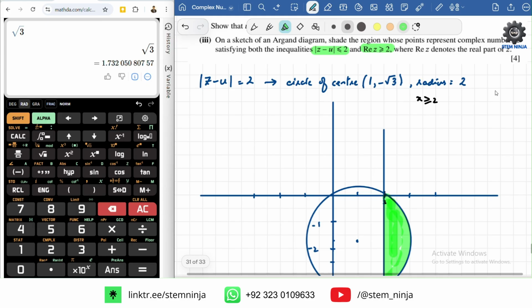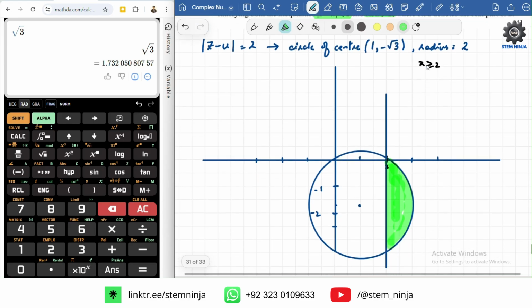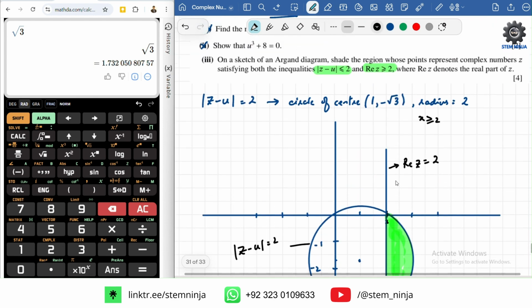Now, what do we do further? What was the question? Whose points represent the complex number z satisfying both the inequalities. Right. So basically that's it. That's your answer. So you can say that this is your real z greater than equal to 2, so equals to 2 first. And this is your z minus u equals to 2. So the shaded part is your z.